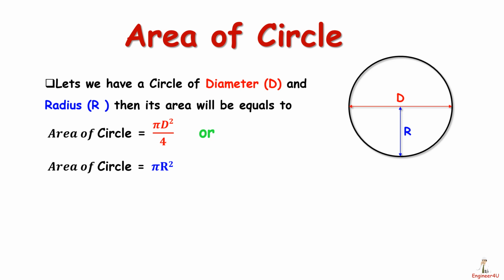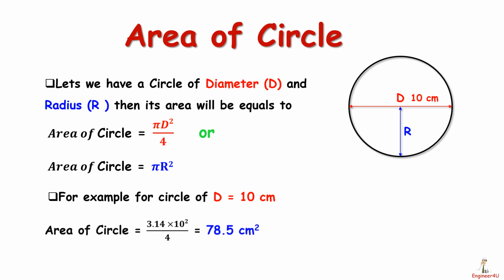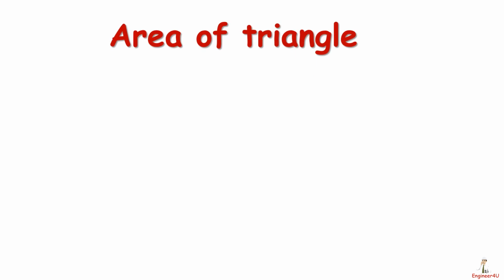For example, if we have a circle of diameter 10 cm, then its area is equal to pi times 10 square whole divided by 4. Where pi is equal to constant value 3.14, so area of circle having diameter 10 cm is 78.5 square cm.